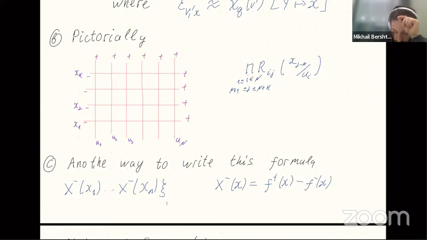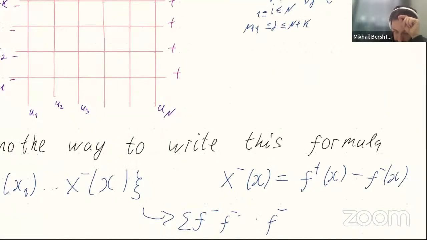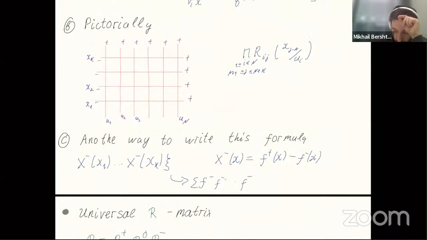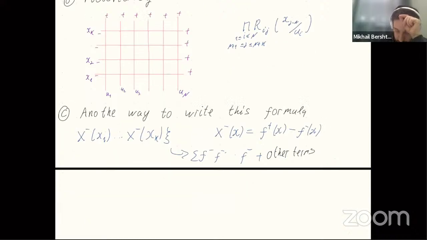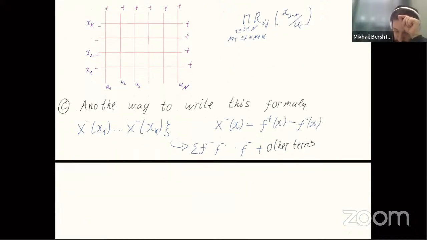Then we recommute this to the product, which will be a sum of f minus, f minus, k terms, k factors, plus other terms which we ignore. And this procedure is called projection. So the beta vector is projected. We apply projection and get this sum of f minus.